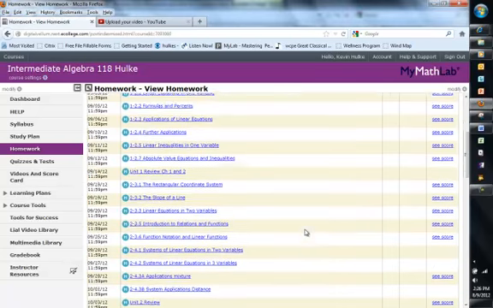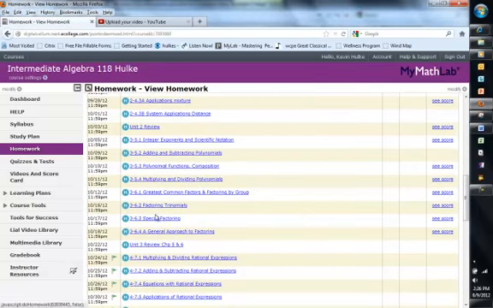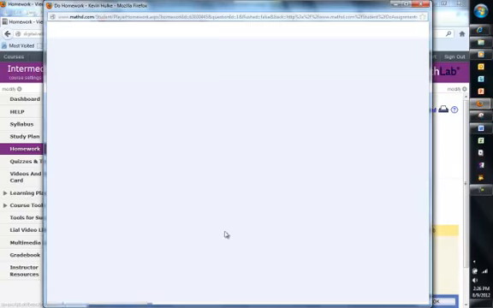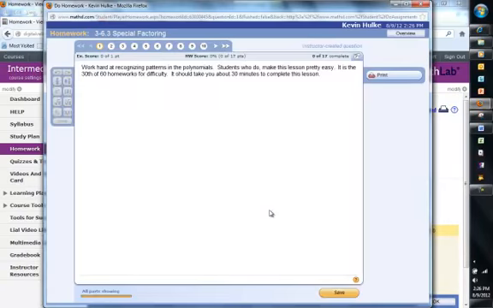All right, we are on the homework 3-6.3 special factoring. Work hard at recognizing patterns in polynomials. Students who do make this lesson pretty easy. It's the 30th of 60 homeworks for difficulty. It should take you about 30 minutes to do this homework assignment.